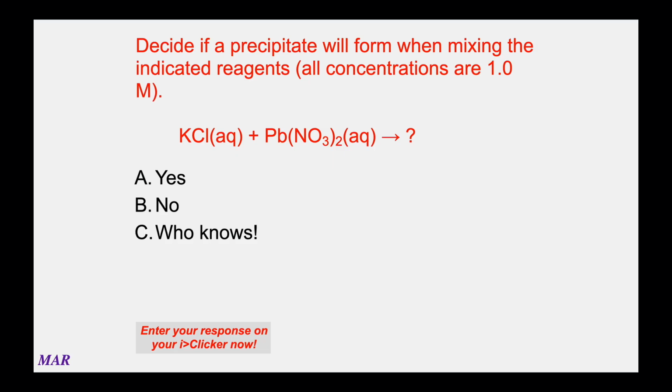The first question says, decide if a precipitate will form when mixing the indicated reagents, and we'll assume that all the concentrations are 1 mole per liter. And the answers are yes, no, or who knows. Well, I'll be honest, who knows is not one of the answers, not the correct answer anyway. See if you can figure this out. If you want, you can pause the video, work on it, and when you're ready, unpause the video. We'll talk about the answer. Pause the video now.